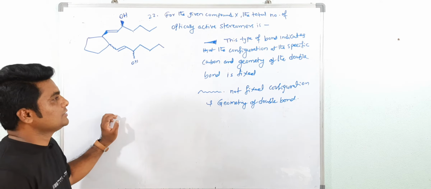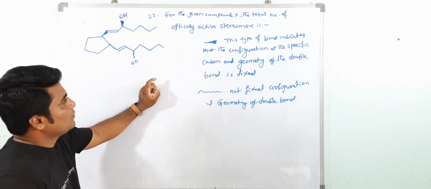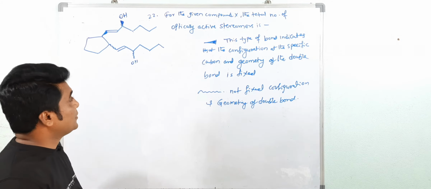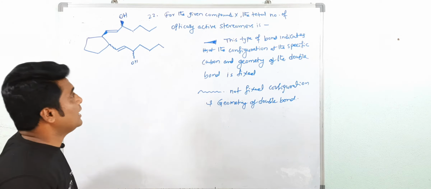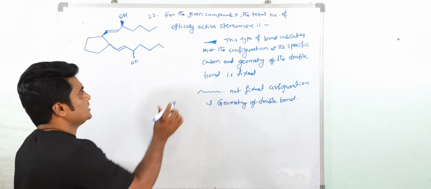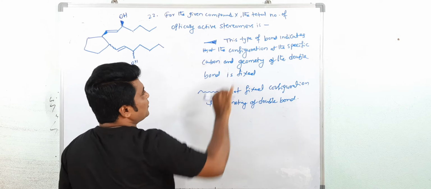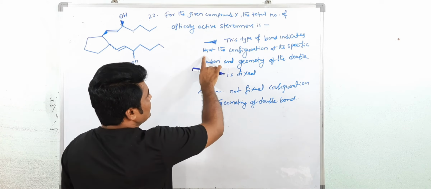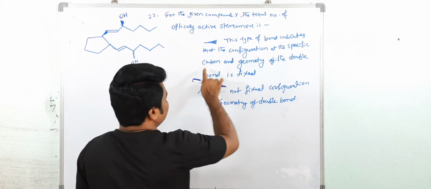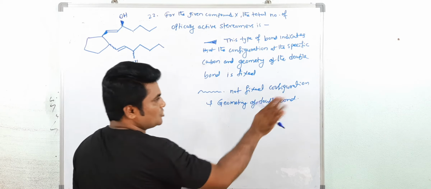Okay, now see, this is the last question of this video, 22 question. For the given compound X, the total number of optically active stereomers is, they are asking only optically active. And what is the note here? See, this is above the plane. This type of bond indicates that the configuration at the specific carbon atom and the geometry of the double bond is fixed, does not change.